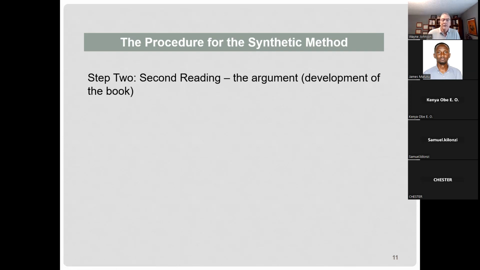How did, in the case of Titus, once we have an idea of the purpose, why it was written and who it was written to, how does Paul develop his thought or make his case or address the problem? This is the development of how the book develops. And this is called the argument.